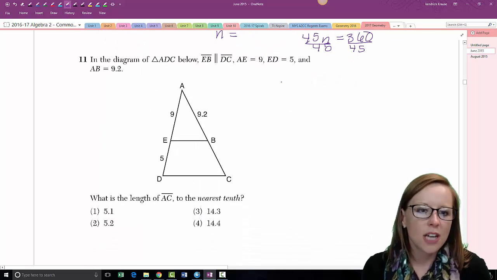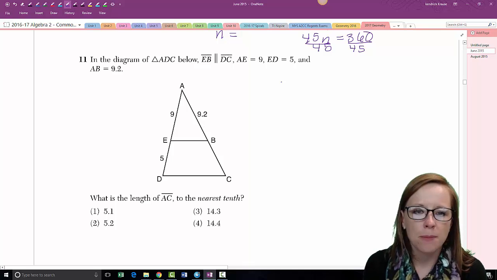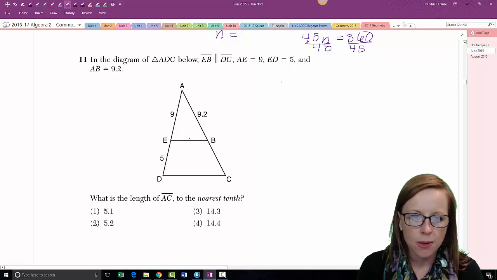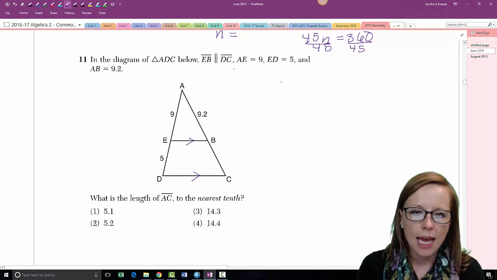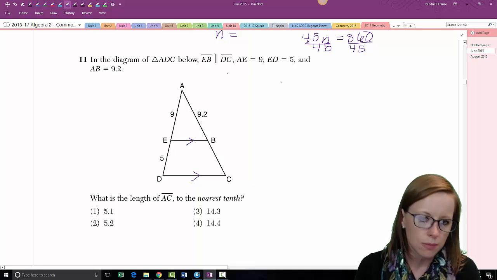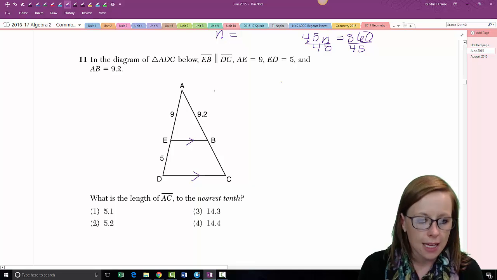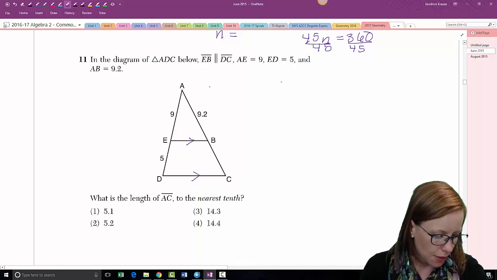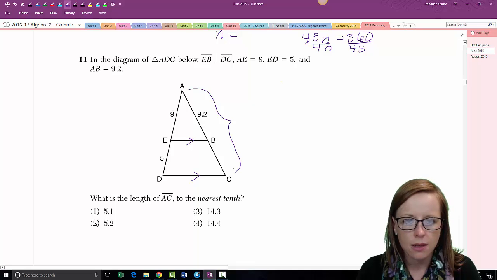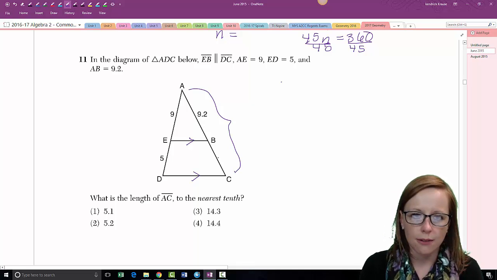Okay. So in the diagram of triangle ADC below, EB is parallel to DC. If they're parallel, put the little arrows for parallel. Okay, that's not a congruence symbol. A to E is 9, got it. E to D is 5, got it. A to B is 9.2, already there. What is the length of AC to the nearest tenth? So you actually have to find A to C. All right, so A to C is this whole side. You want to know this little guy right here.